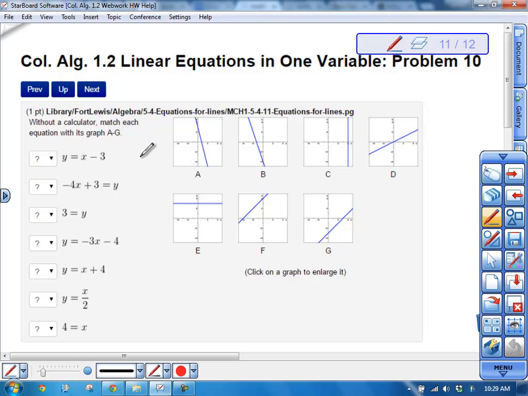Okay, without a calculator, let's match these lines. Okay, this one has a slope of 1 and a y-intercept of negative 3. So it goes through negative 3, should be g. Okay, this one here has a slope of negative 4 and is shifted up 3. So let's look for one with a positive slope that's up 3. So it looks like it's going to be this one. F. y equals 3. y always equals 3, but x can be anything, so that'd be E. Next one, we get a slope of negative 3, so it's going to go down, and it's shifted down 4 units, so looks like B.